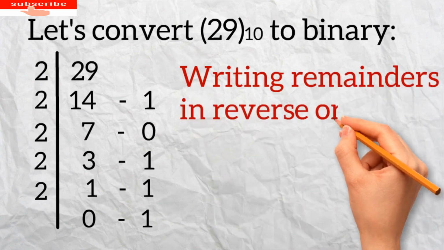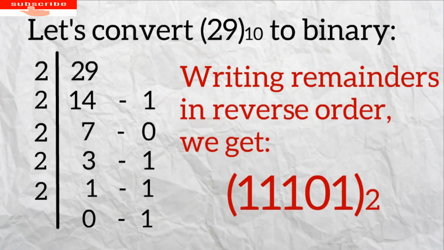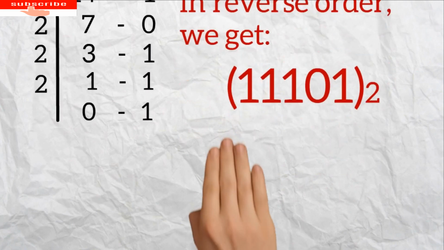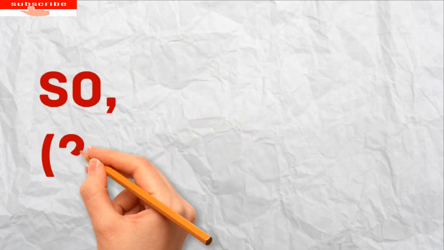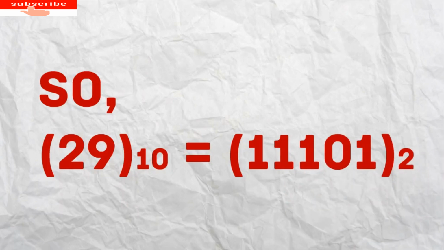Finally, we write the remainders in reverse order. So, we get 11101 to the base 2, which is the final answer. Therefore, 29 to the base 10 is equal to 11101 to the base 2.